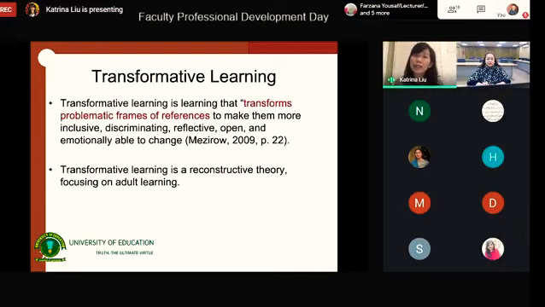Transformative learning is learning that transforms problematic frames of reference to make them more inclusive, discriminating, reflective, open, and emotionally able to change. And transformative learning is a reconstructive theory focusing on adult learning. That means it can be applied in different areas, like I mentioned. It could be applied in music, arts, sociology, and nursing, for example. Let's think about how it could be used in your area specifically.